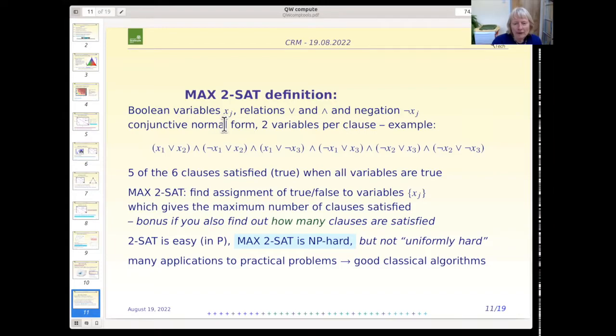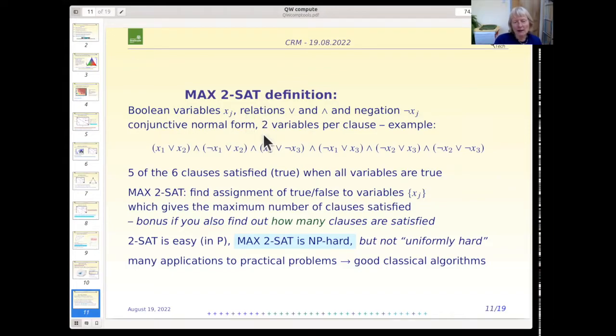We have n variables and m clauses. We have relations between the Boolean variables: OR, then AND, which acts between two variables, and a single-variable operation, which is negation. You can always manipulate an expression made up of these operators into something called conjunctive normal form.